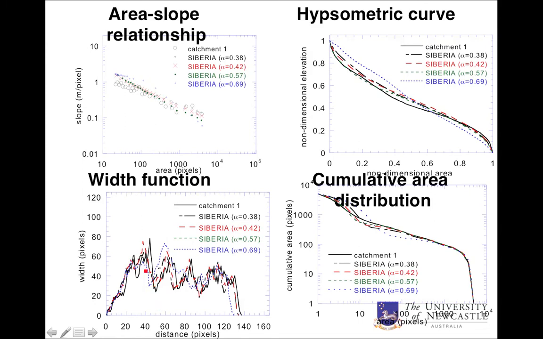for the channels, but again, a lot of the model parameters are doing quite well, but some seem to be doing slightly better than others. So we can use a lot of these geomorphological descriptors of real landscapes and compare them to what the model's predicting.